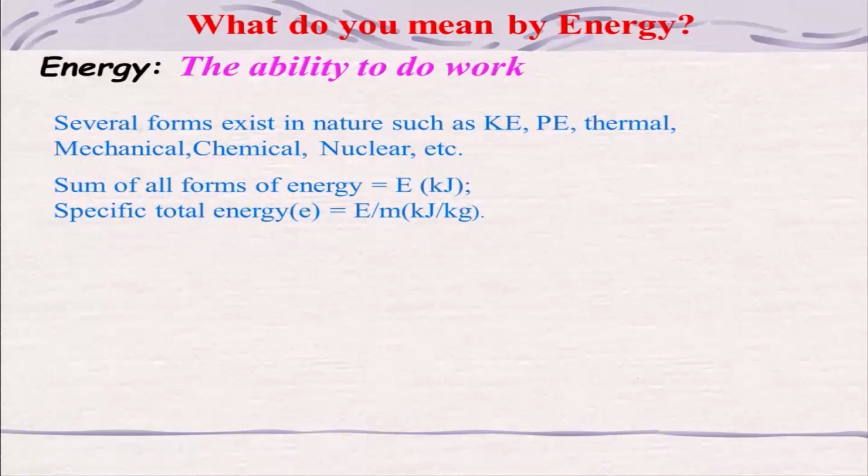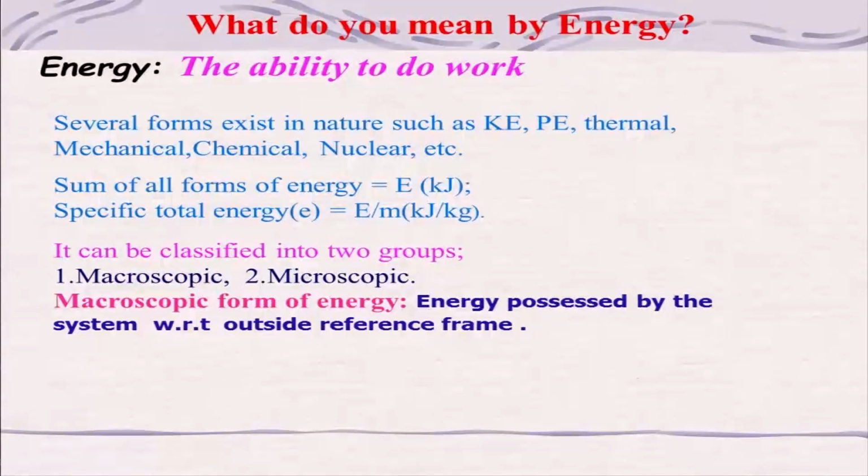And the specific total energy is E by m, in kilojoule per kg. If you recall, the energy is basically an extensive property, whereas the specific total energy is what? An intensive property. Am I right? Because it is per unit mass.